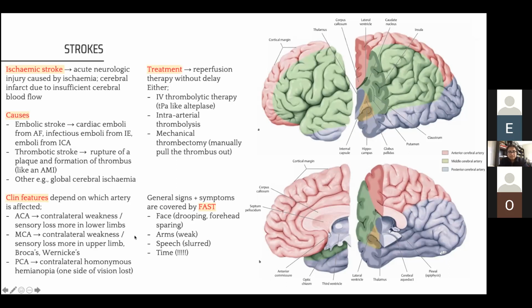And then we've all heard of FAST, which is the general signs and symptoms. So you have a drooping face, in particular the forehead's being spared because a stroke is an upper motor neuron lesion. Weak arms, slurred speech, and you just have to act quite fast. So that's strokes.